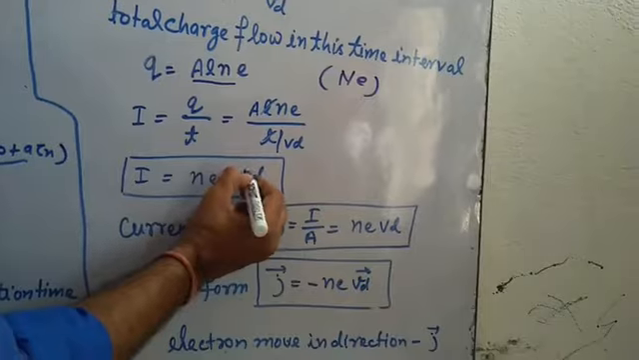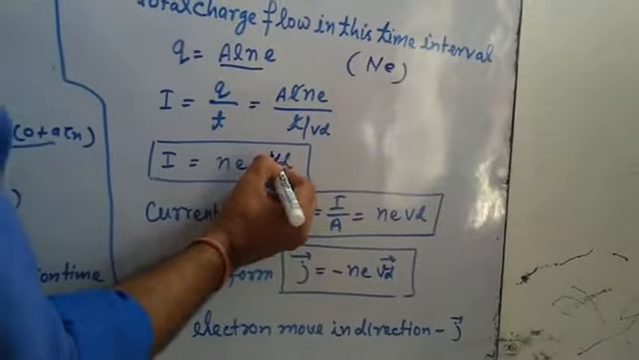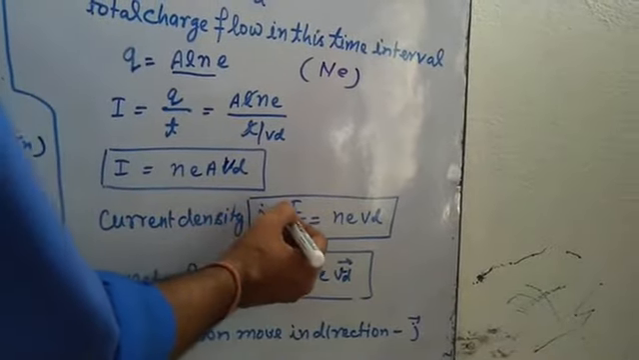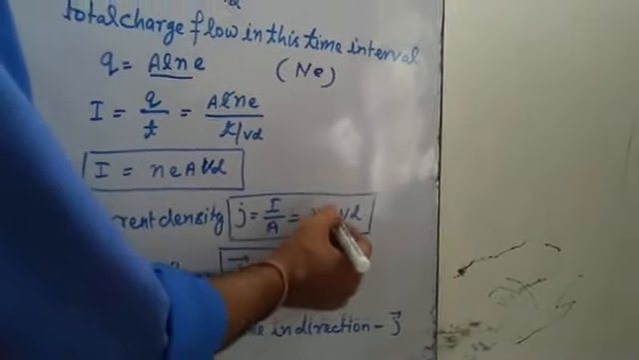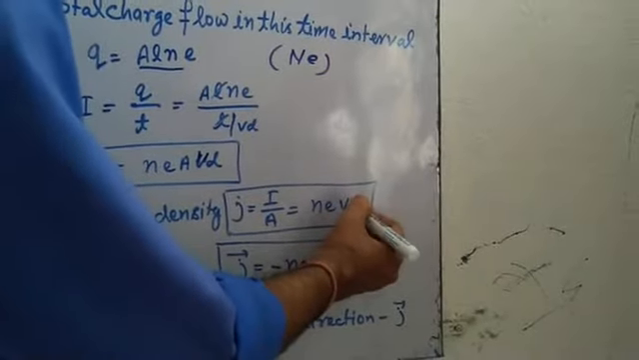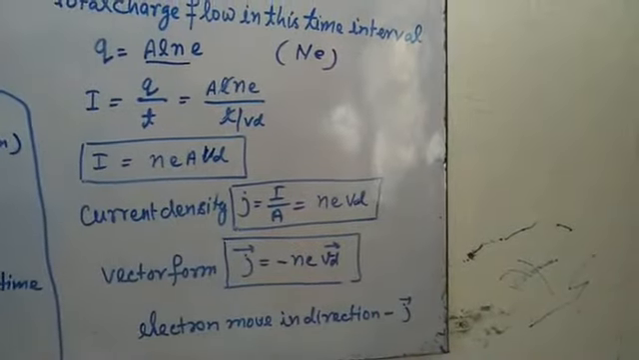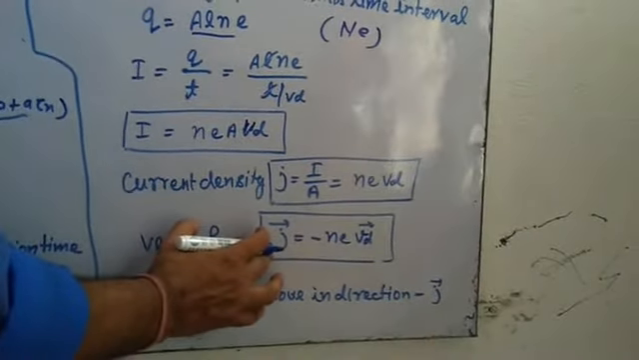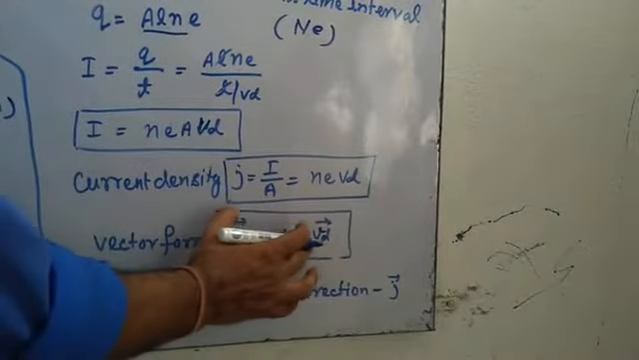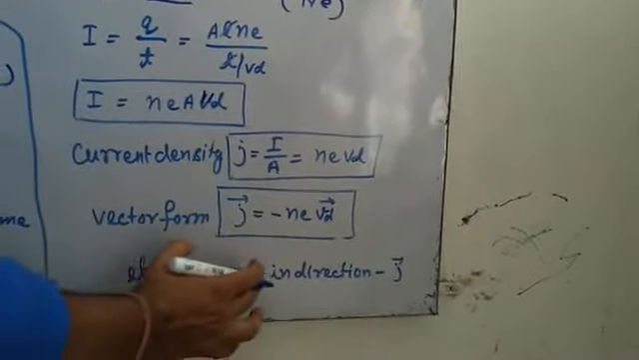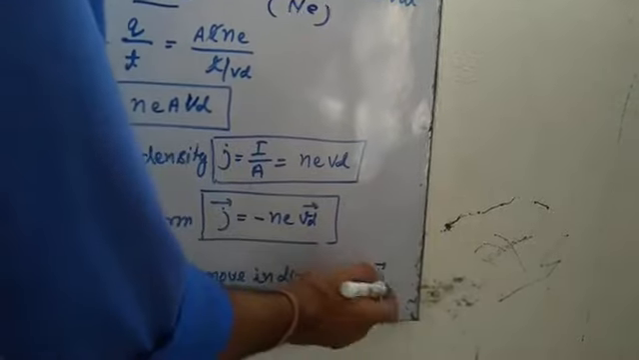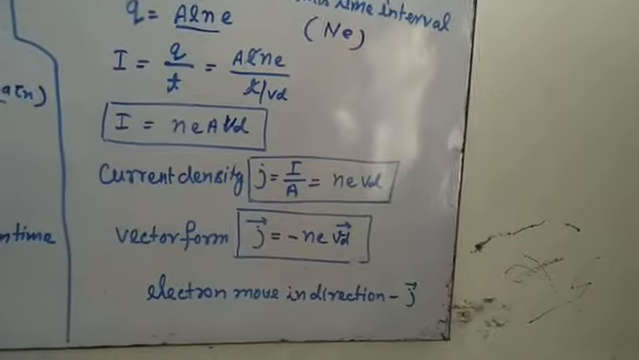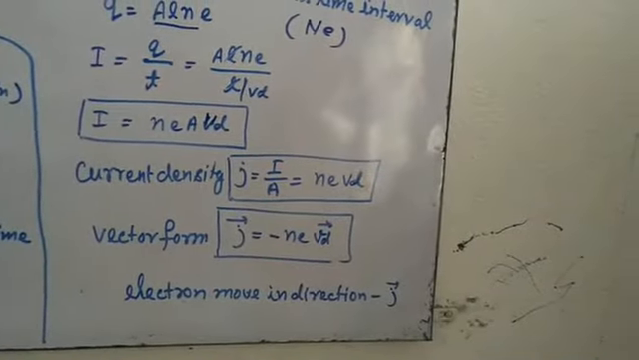Vd, where d is the suffix. Now current density, we know that current density J equal to I upon A, equal to n e Vd, where Vd is the drift velocity. In vector form, because current density is a vector quantity, J equal to minus n e Vd. This means the electron moves in the direction opposite to the direction of the vector J, the current density.